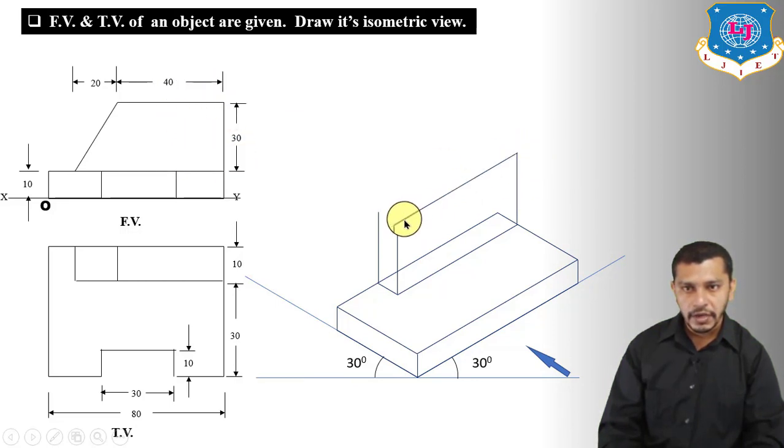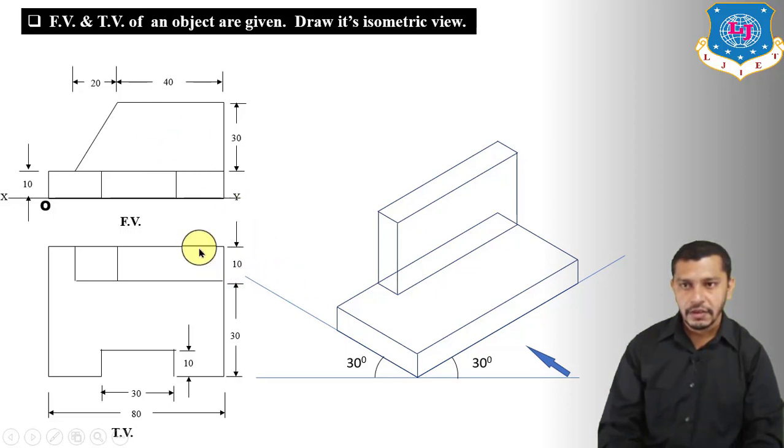Connect this point to this point, this point to this point. This will be the length of the second part, this part, and this will be the width of the second part. Now draw a line parallel to this line from this point, a line parallel to this line from this point. This will be the cuboid for the second part.